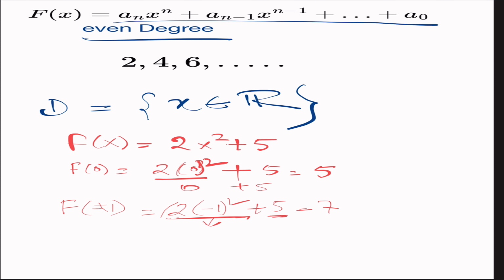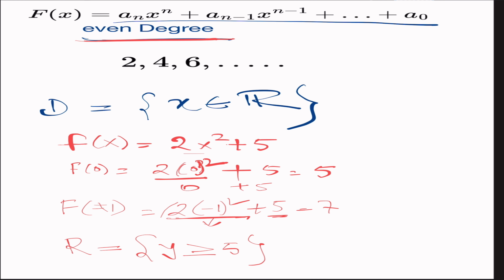What does it tell us? It tells us that for an even degree polynomial function, the range is restricted. For this function, y is going to be more than or equal to 5.